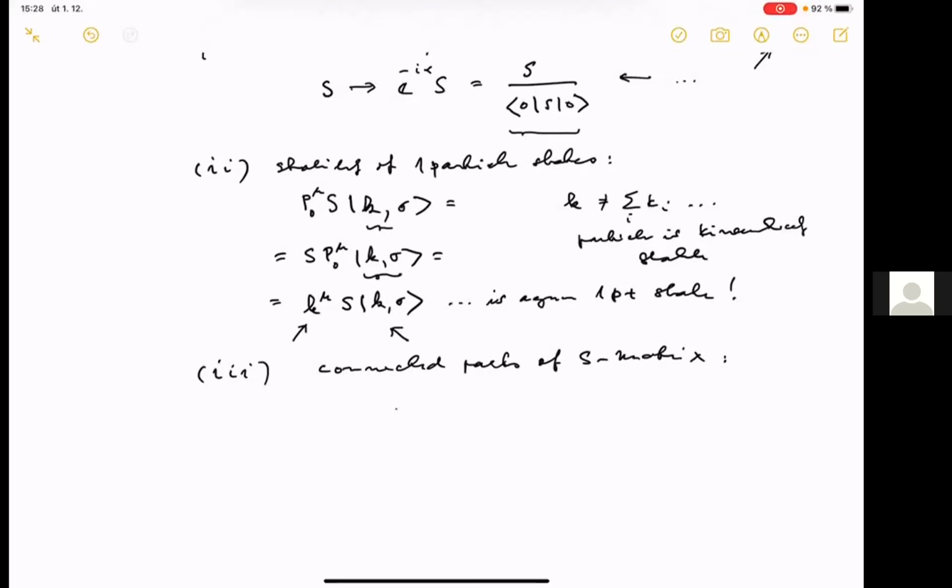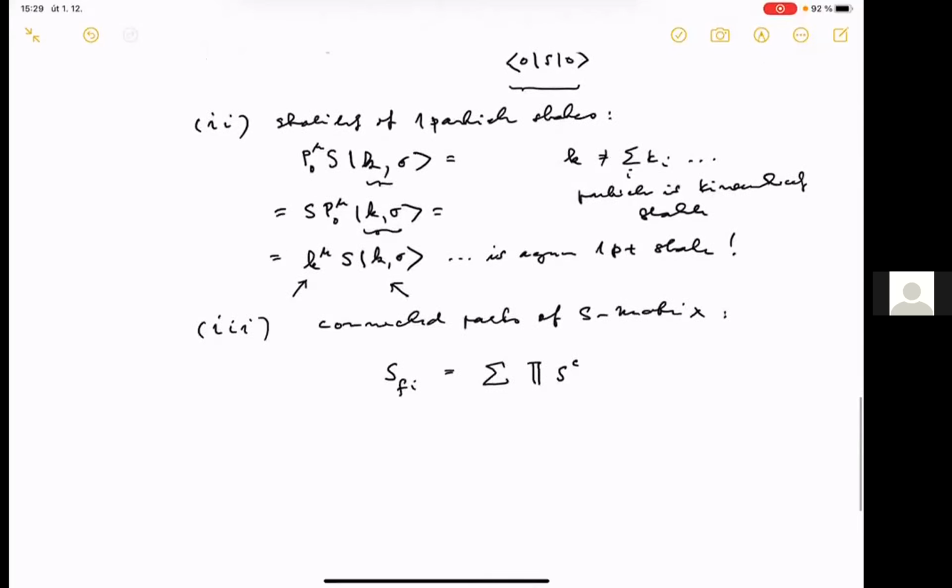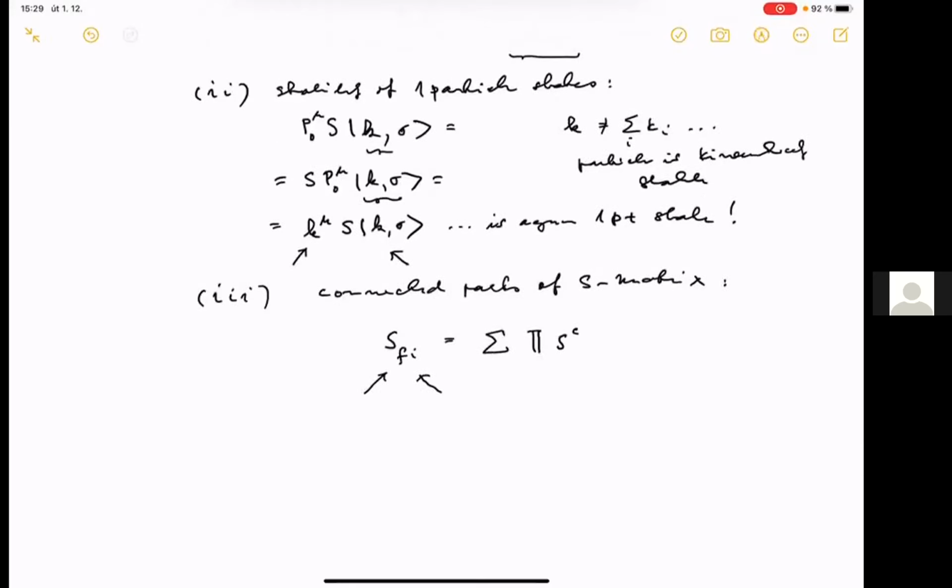Simply, let us calculate the matrix elements of the S-matrix between some final and initial states. And the definition of the connected part is such that this matrix element is in fact a sum over products of much simpler matrix elements called connected S-matrices or connected parts of the S-matrices, which are the matrix elements between some clusters which are included in this final state and in this initial state. Let us explain what I mean.